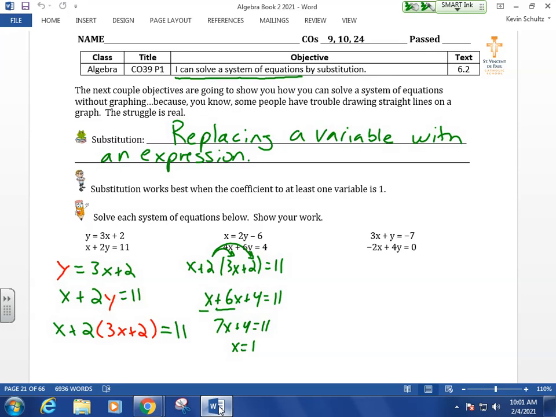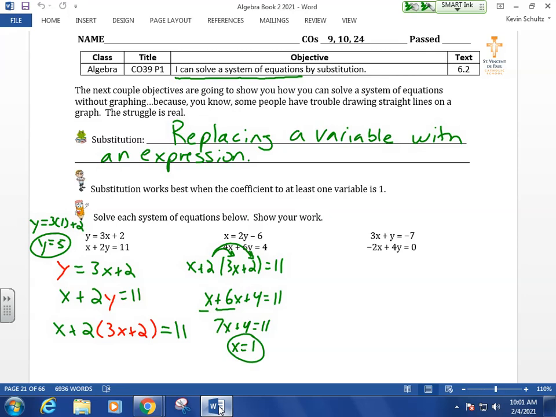And now that I know what x is, how do I get y? Sepa. Right, I go all the way back to this first equation where it says y equals 3x plus 2, and now that I know what x is, I can substitute or replace that x variable with 1. So y equals 3 times 1 plus 2, and my y value is 5.